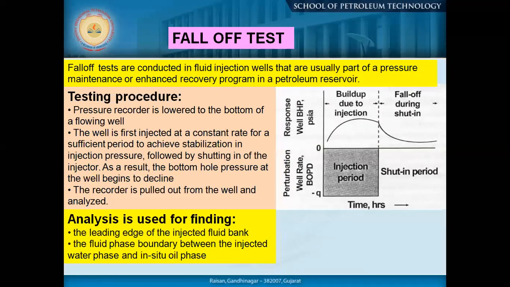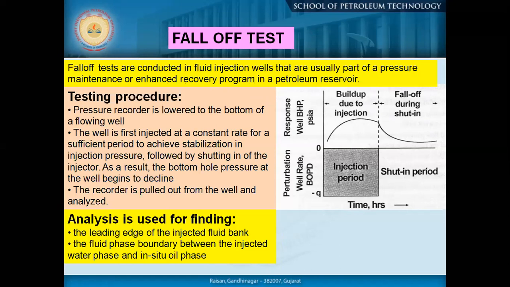Next is the falloff test. So what is a falloff test? A falloff test is nothing but to see the injectivity. Okay, so a falloff test is conducted in a fluid injection well. That means you are injecting into a well for a specific purpose. The injection may be for pushing the hydrocarbon towards the production well. It is usually part of a pressure maintenance or enhanced oil recovery program in a petroleum reservoir. So an injection well may be for pressure maintenance or for EOR, fluid injection.